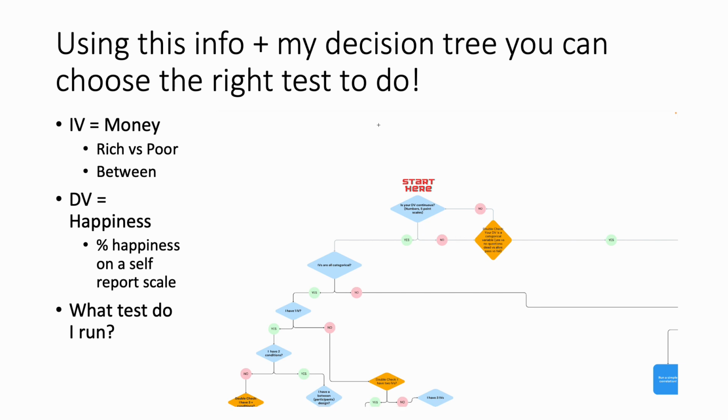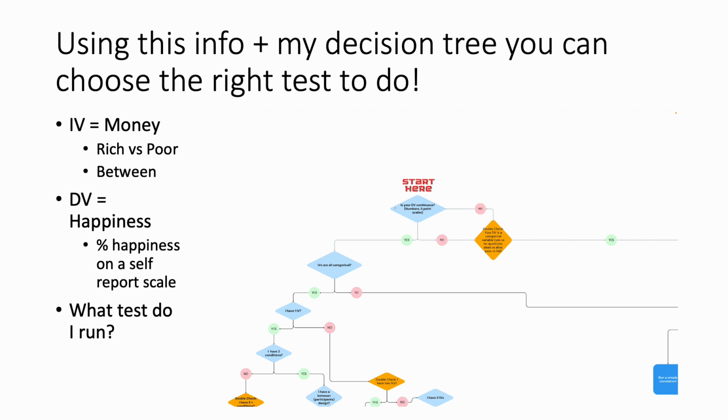All right, so we have my decision tree, and this one might be a little different than yours. I might find some mistakes in it. I'm recording this a little bit early. But my independent variable was money, rich versus poor, and it was between, because I gave that to us. I want to see how to use the decision tree. My dependent variable was happiness as a percentage.